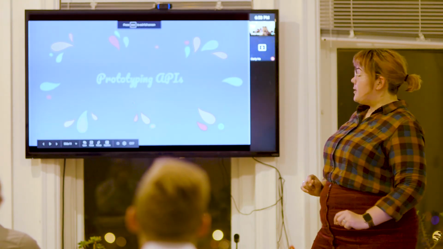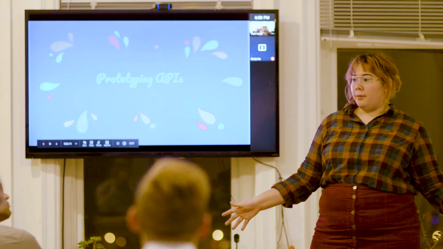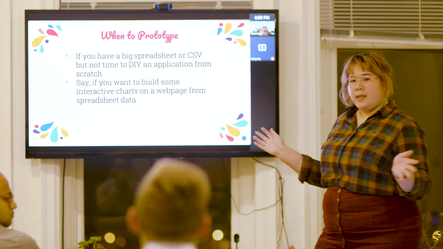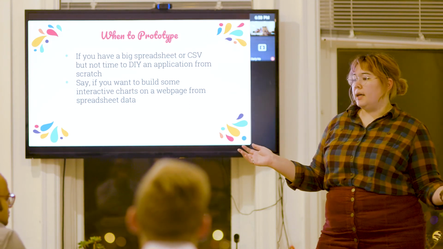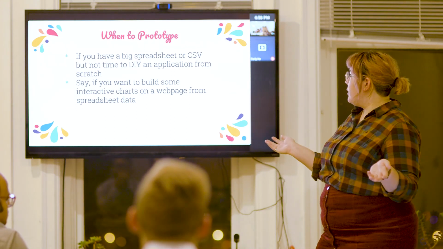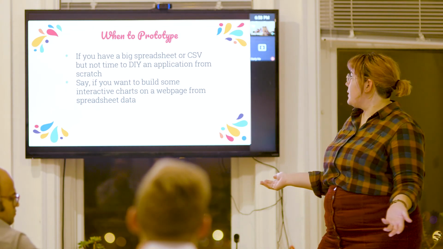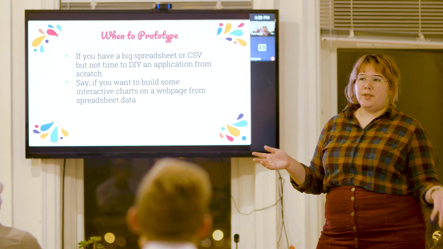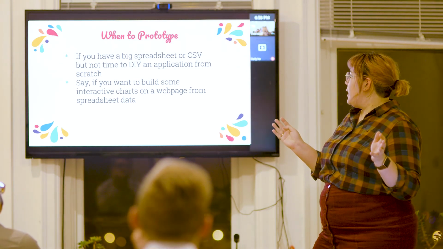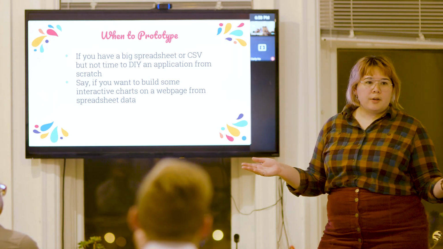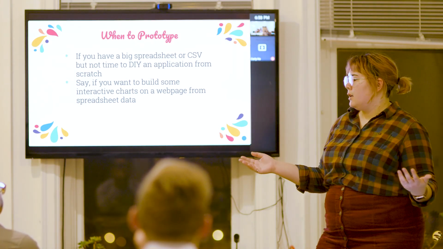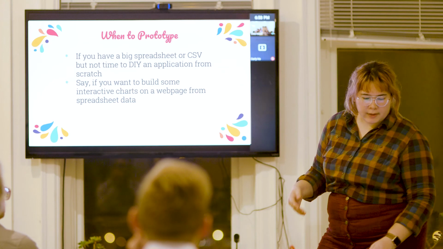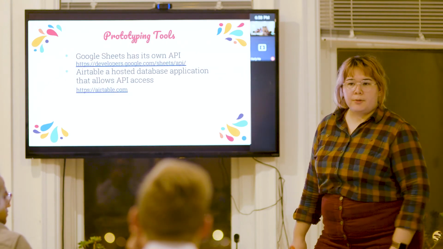Okay, so if we want to start creating our own APIs, where do we begin? So I'm going to talk a little bit about prototyping, which is a way to basically set up an API really fast in a really simple way. So if you have, say, a big spreadsheet or a CSV or something like that, but you're like, okay, I need to do something with this really fast. I don't have time to DIY an application from scratch. Like if you wanted to build some interactive charts or transform it in some way on a website for someone else to see, like if you have a project deliverable or something like that. There are a handful of really cool tools online.